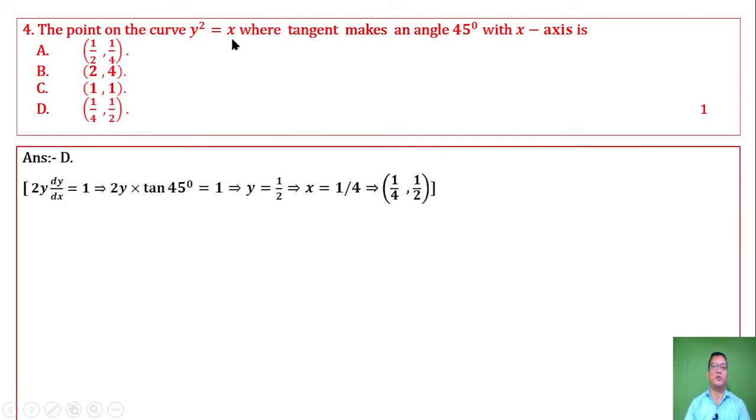Y squared equal to x, differentiating with respect to x we get this. Then dy by dx equal to tan 45. Putting that, the value of y is half. When y is half, the value of x is 1 by 4. Therefore the point is x equal to 1 by 4 comma y equal to half. The correct answer is D.